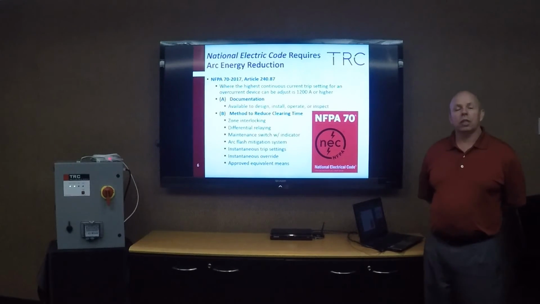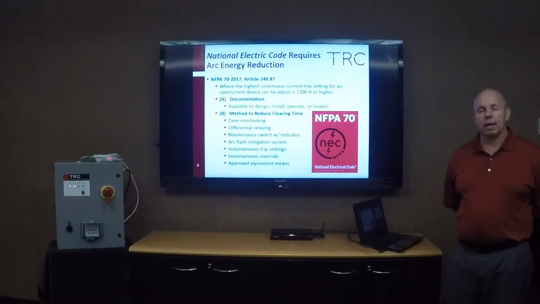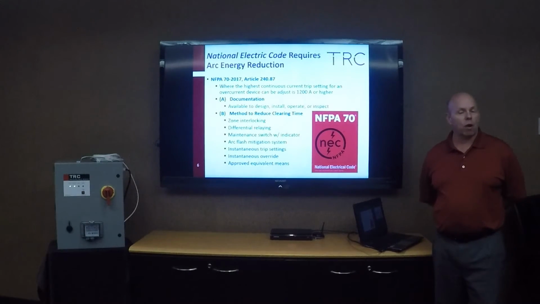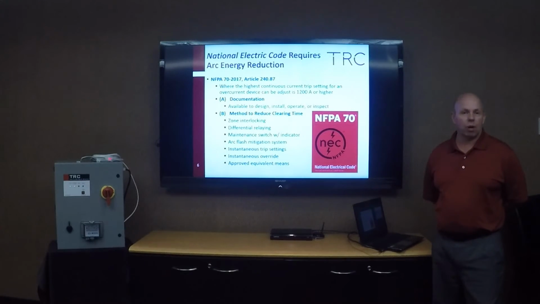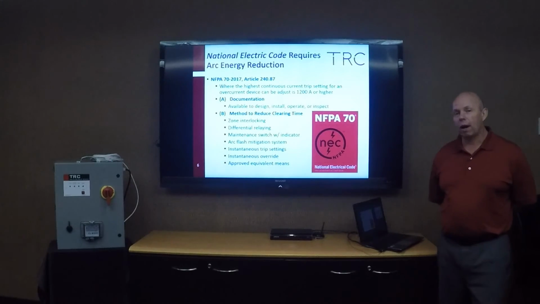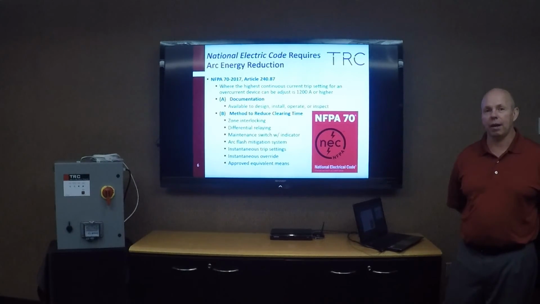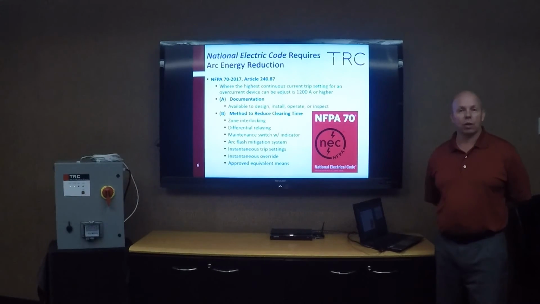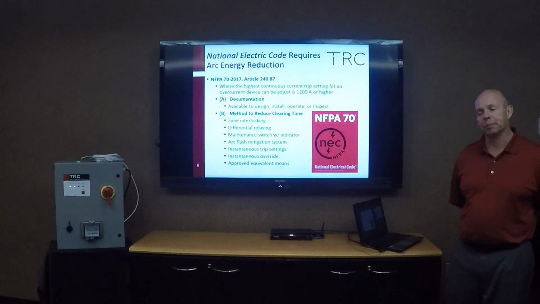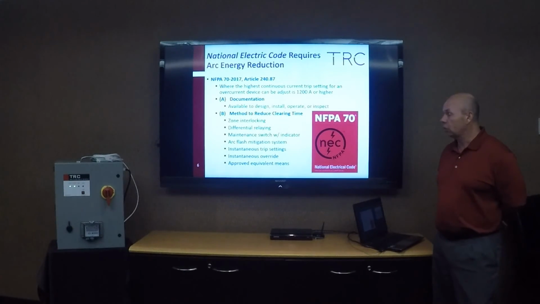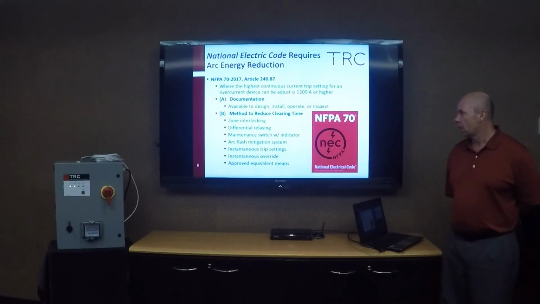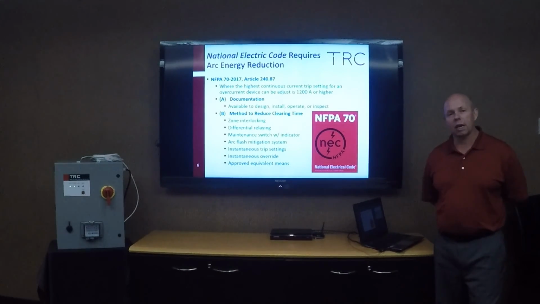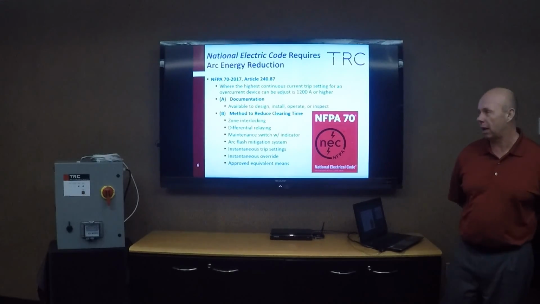In the 2014 version of the National Electrical Code, Article 240.87, they introduced some requirements associated with arc flash and mitigation of those systems. So anytime we're looking at a breaker that's 1200 amps or greater, we're now required to do something to mitigate the incident energy associated with people that could be working on or near that energized electrical system. And the methods of arc flash mitigation include zone interlocking, differential relaying, a maintenance switch with indicators, arc flash mitigation, instantaneous trip, instantaneous override, or any other type of approved method to reduce the amount of incident energy.